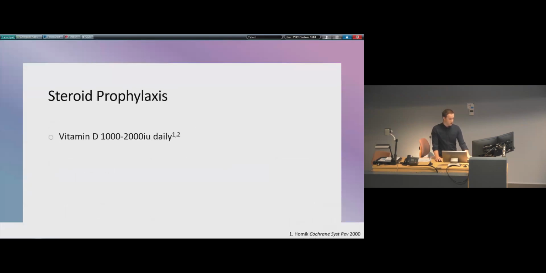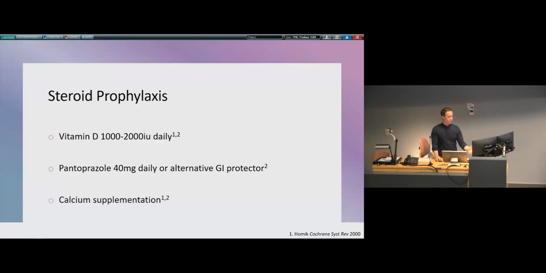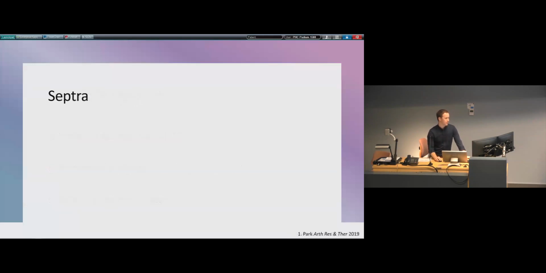Steroid prophylaxis. Just about all these patients would be on 1,000 to 2,000 units of vitamin D, pantoprazole or an alternative GI protector for protection against GERD, and then calcium supplementation. So Health Canada, it's basically as needed. I'll often refer patients to osteoporosis.ca to go to their calcium calculator and put in a typical diet for them. The target is about 1,200 milligrams per day, and whatever they're not getting in diet, we make up with supplementation.